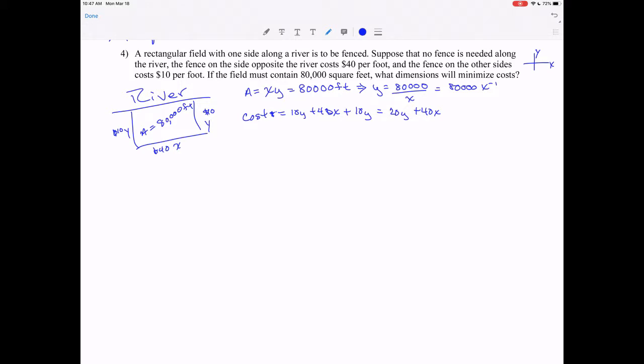Now, I'm going to put my Y down into X. Now I'm going to write C of X. So my cost in terms of X is going to be 20 times the 80,000 X to the negative 1 plus 40X. Now I can put that little X there because now I only have one variable. So that's going to give me 1,600,000 X to the negative 1 plus 40X.